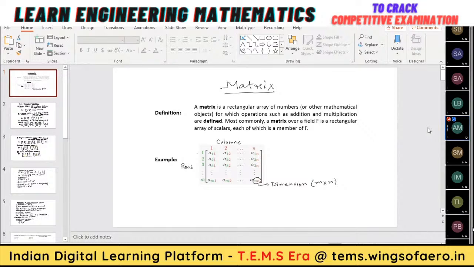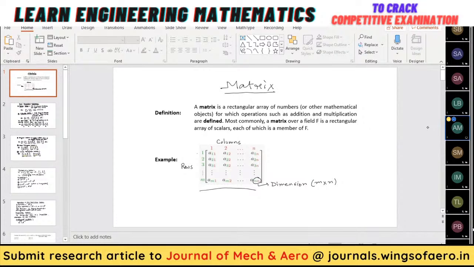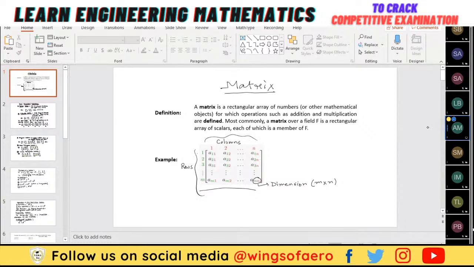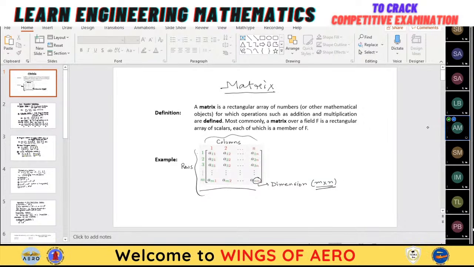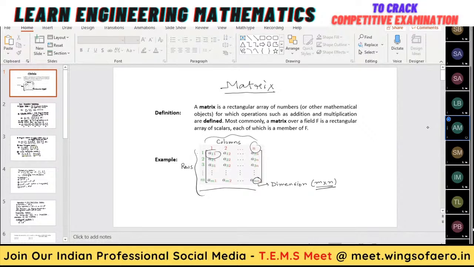So you can see this is a matrix, a rectangular array. Array means which has some columns and some rows. So in general, we define the matrix as some rows and some columns, and the dimension we will define as m cross n, because there are m number of rows and n number of columns.